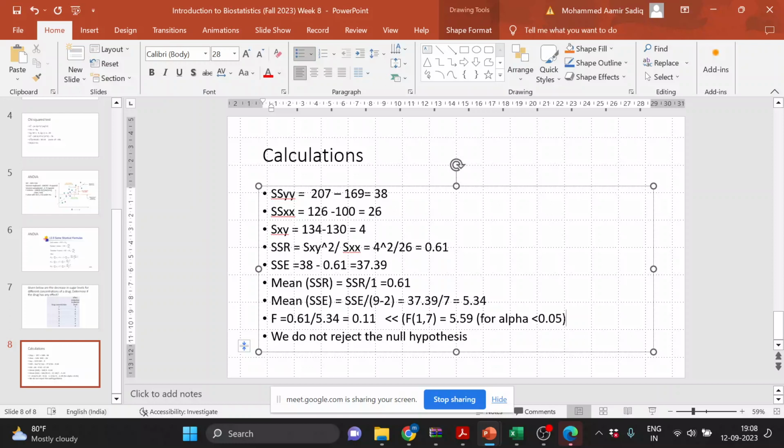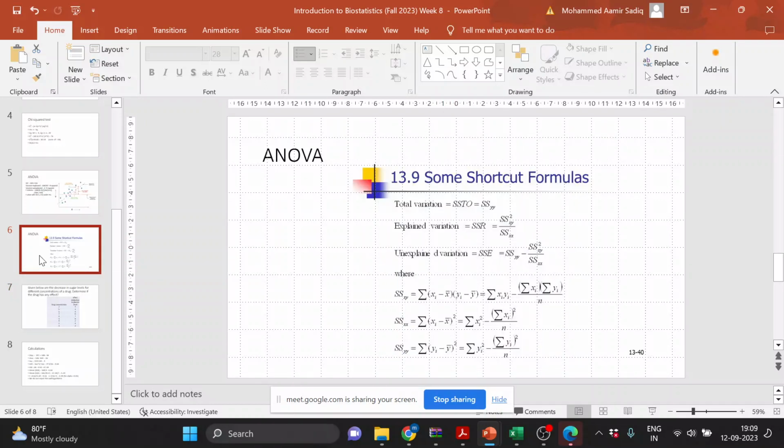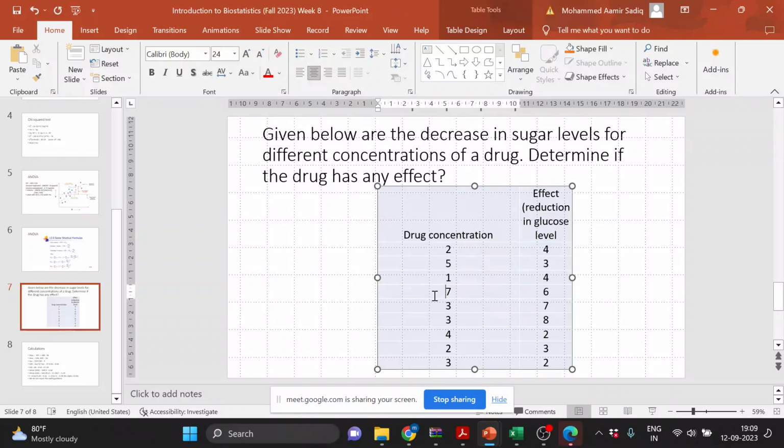Did everyone get this? This is how you do an ANOVA to accept or reject a null hypothesis. What we did was actually a linear regression using ANOVA, because this is continuous and these formulas are for continuous distributions. For categorical, you have to do something different, which we didn't cover in the course, but you can still do an ANOVA with categorical variables. For example, if instead of drug concentration I had different kinds of drugs, A, B, C. We did it here just for continuous, where X and Y are both continuous.